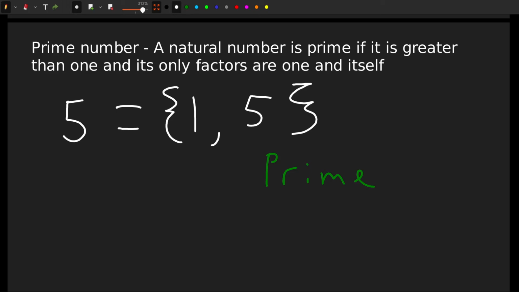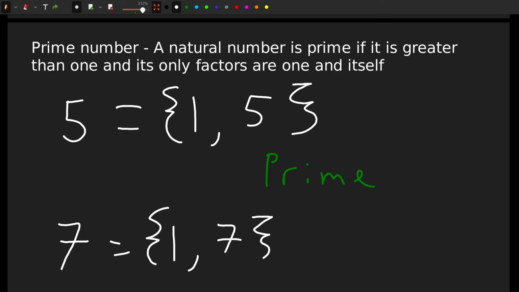Additionally, if we choose another number, such as 7, we see that the two factors for 7 are just 1 and 7. And so in this case, this is also prime.